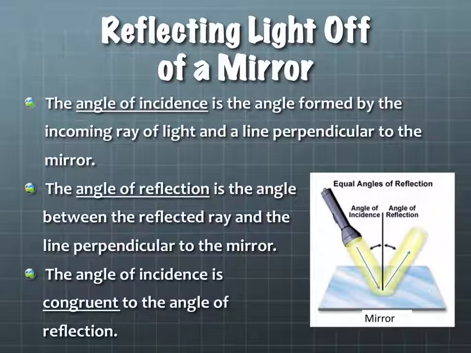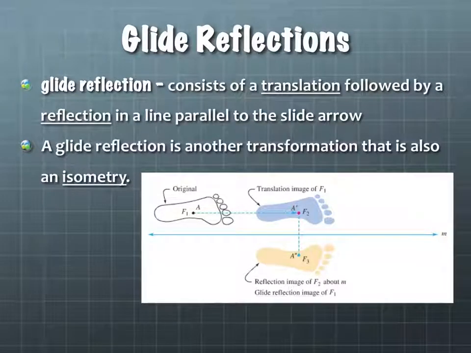We have one more type of reflection in this section, and it's called a glide reflection. A glide reflection is actually a combination transformation. It consists of a translation, or a slide, followed by a reflection, but it's a very specific type of reflection. It's a reflection in a line parallel to the slide arrow. A glide reflection is another isometry.